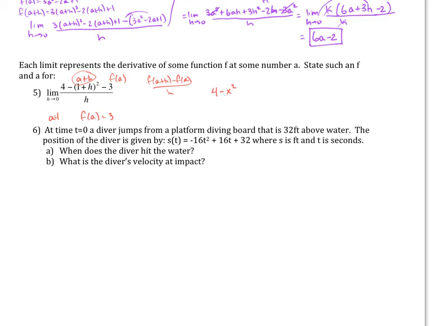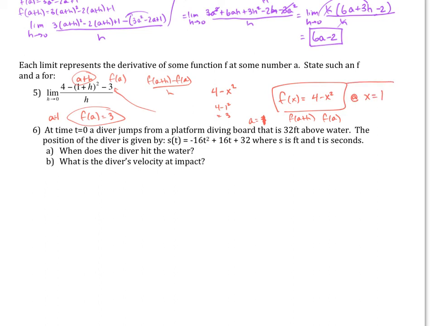If a is 1 and I put in 1 here, 4 minus 1 squared, I will get 3, which is what I got right there. So it does work, and f of a, we knew it was 3, and that works in my equation. So this f of x originally was 4 minus x squared, right? And then when I did f of a plus h, and I did f of a, in this case, a being 1, I would end up with that. So f of x equals 4 minus x squared, and this is at x equals 1. So let's clarify that.